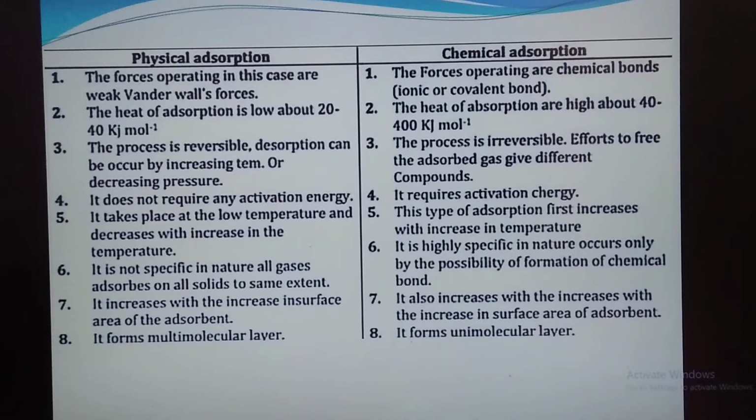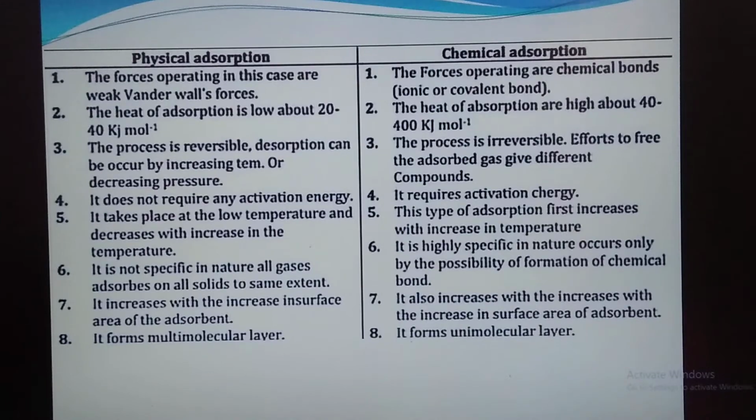It involves very small activation energy. I will say what is meant by activation energy. Just wait, guys. Just know about the difference between them, and I will explain what is meant by activation energy in my next slide. It involves appreciable activation energy for chemical adsorption. It is not specific in nature for physical adsorption, but it is highly specific in nature for chemical adsorption.